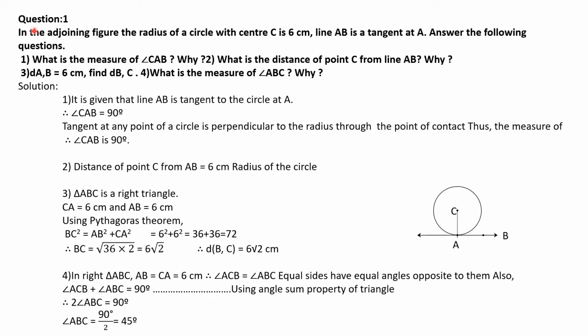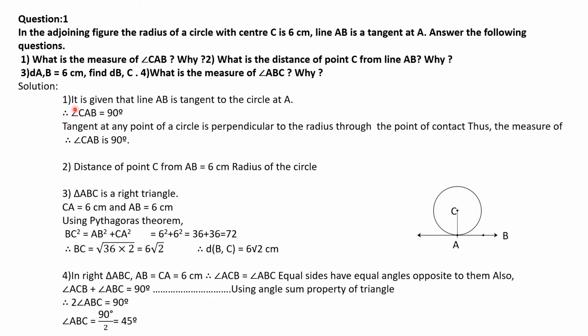Now we start practice set 3.1. Example number 1. In the adjoining figure, the radius of a circle with center C is 6 cm. Line AB is a tangent at A. Answer the following questions. First, what is the measure of angle CAB and why? Second, what is the distance of point C from line AB? Why? Third, if distance AB is equal to 6 cm, then find distance BC. Fourth, what is the measure of angle ABC and why?